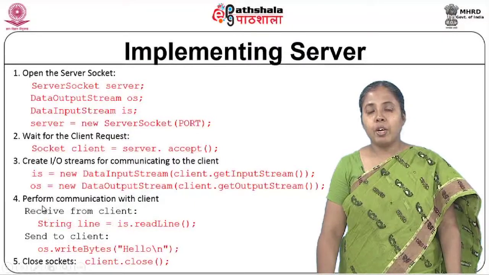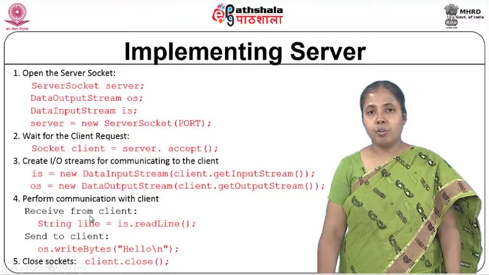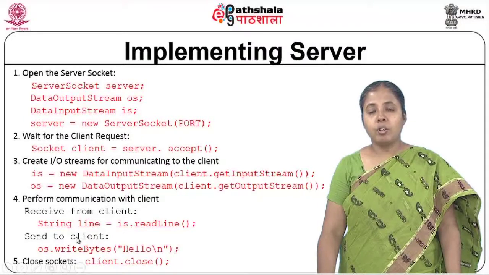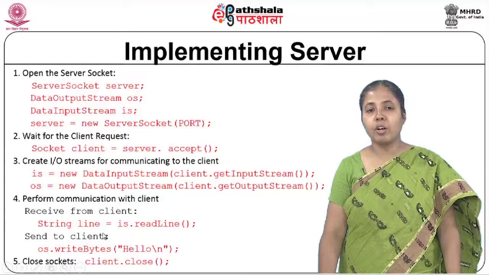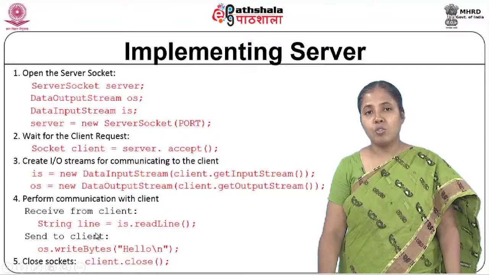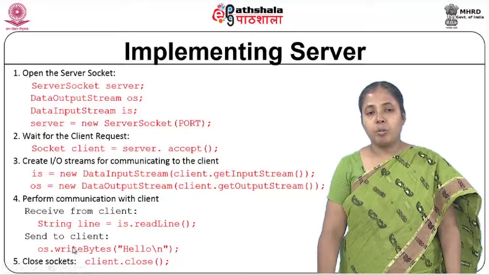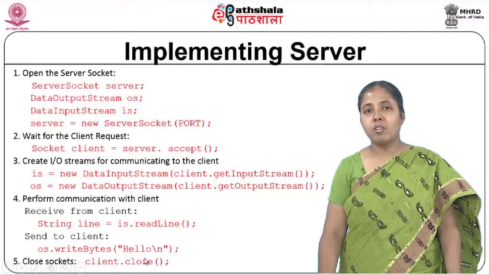So, now once you get a stream, we need to perform communication with the client. In order to receive from the client, we use a read line method of the input stream. The input stream object we have created now is is. So, this dot read line will return a line, which is a string, a line of text. And in order to send data to the client, we use a method called write bytes. It writes the bytes of this string to the socket, and it would be sent to the client.